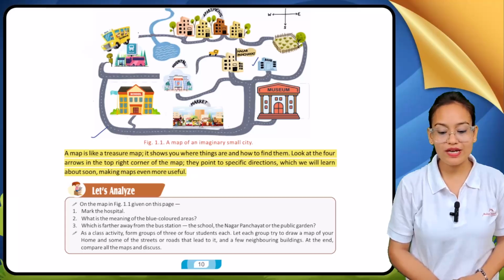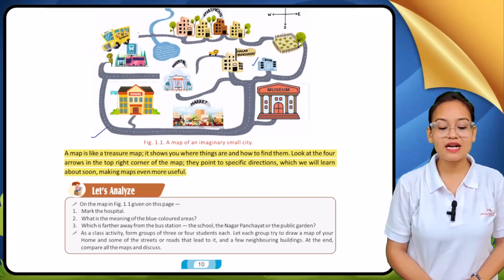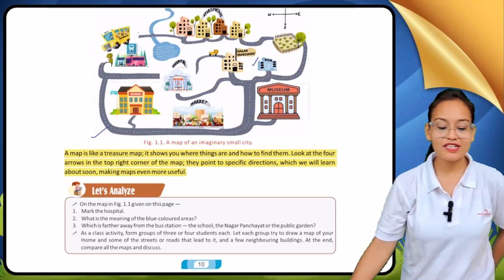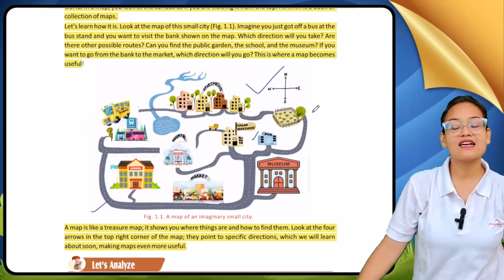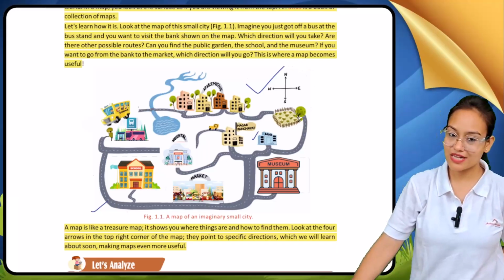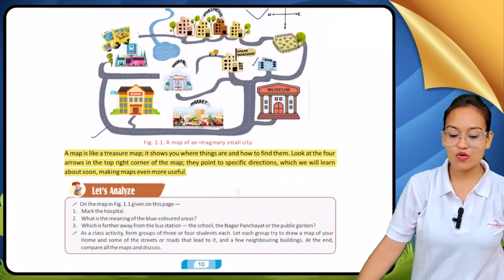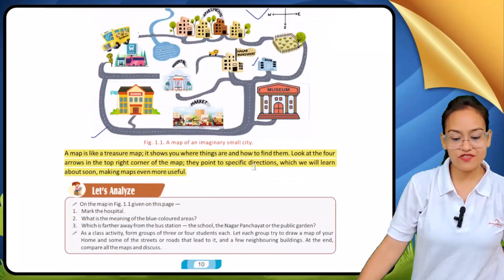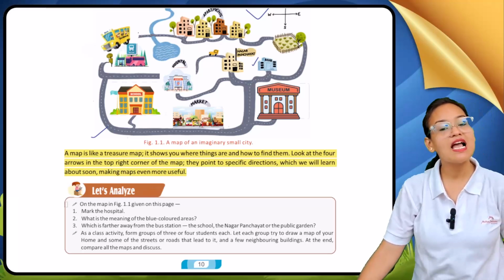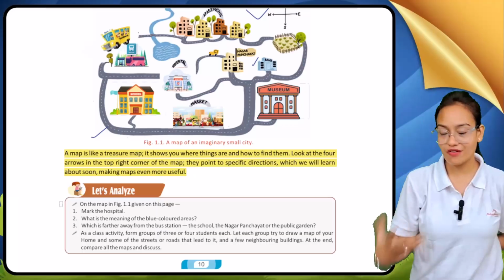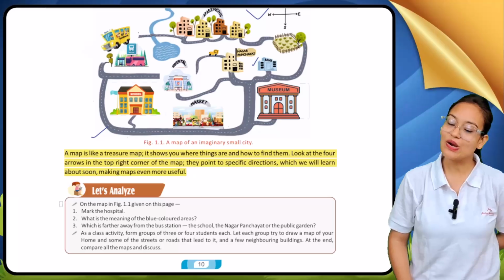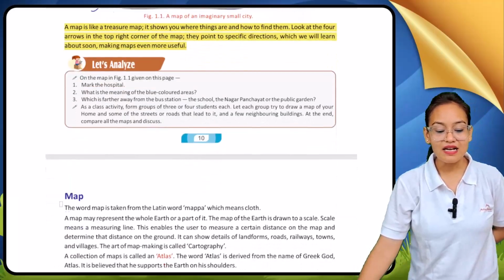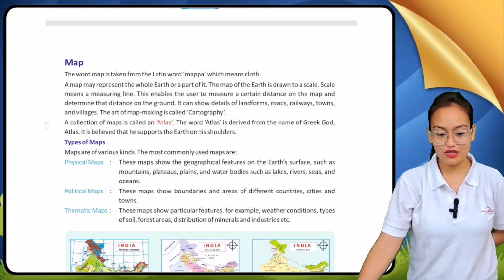Look at the four arrows in the top right corner of the map. First of all, my dear students, you have to note these arrows. These arrows tell us about the different kinds of directions. They point to specific directions, which we will learn about soon, making the map even more useful. And if you have a great knowledge about directions, then you can use a map in a very efficient way. Now in detail we are going to learn about maps.